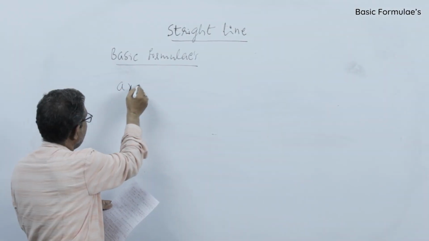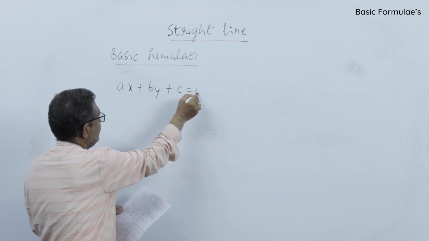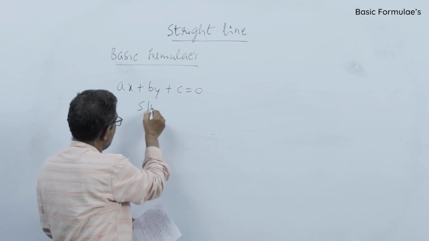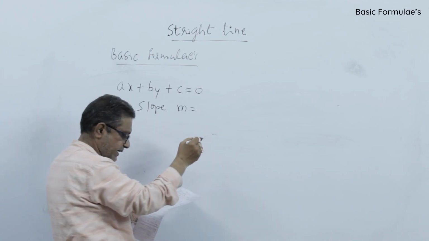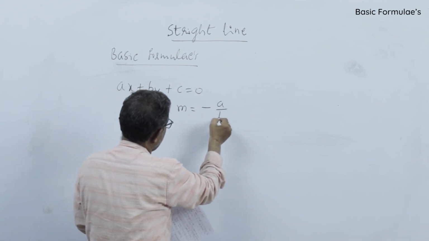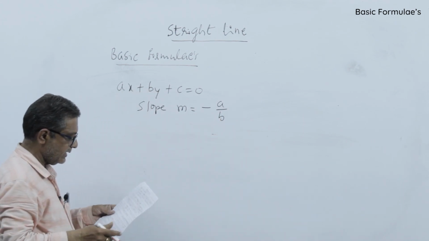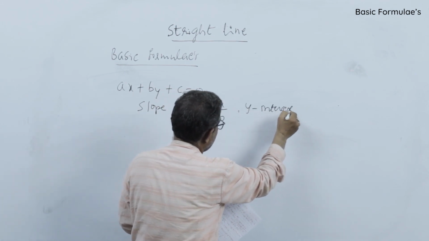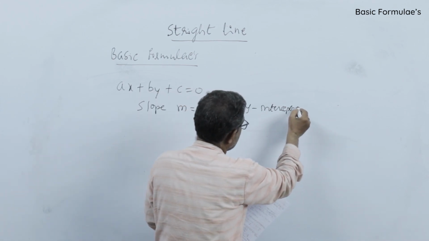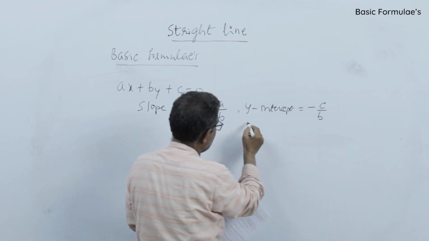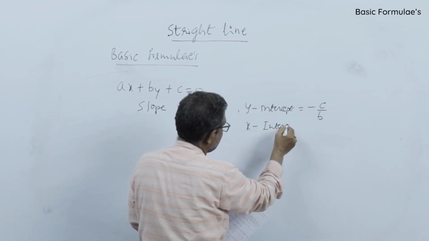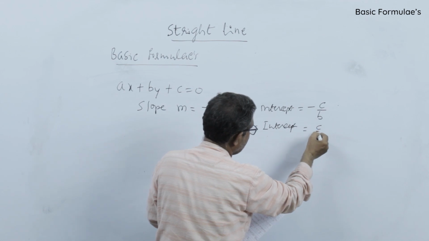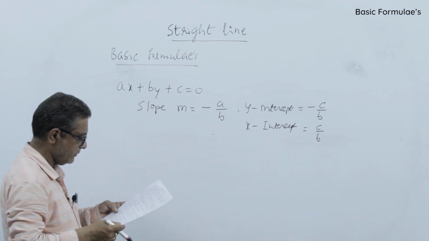For the line ax plus by plus c equal to 0, the general equation of the straight line, here slope m is minus a by b, and y intercept is minus c by b, and x intercept is minus c by a.